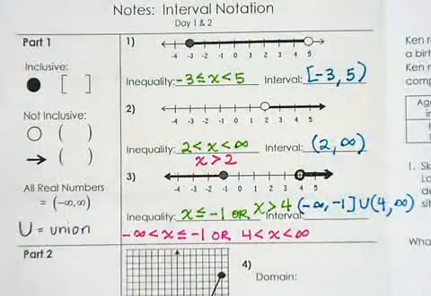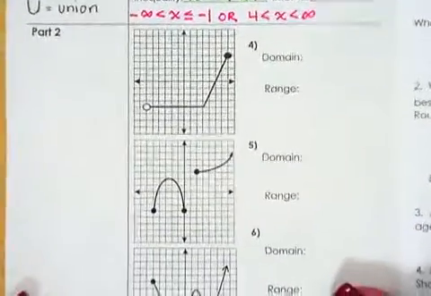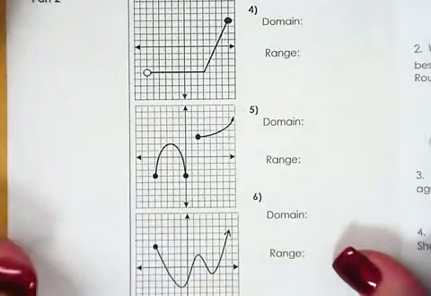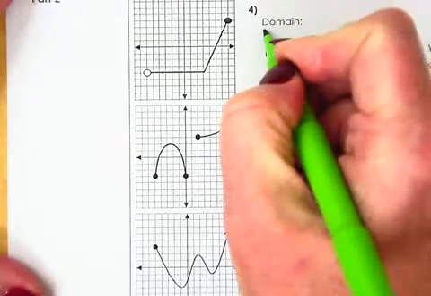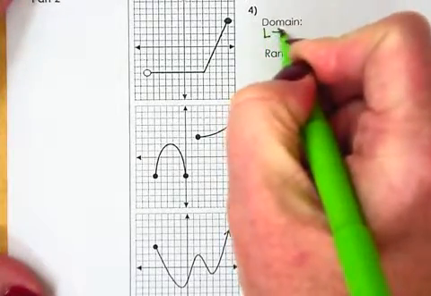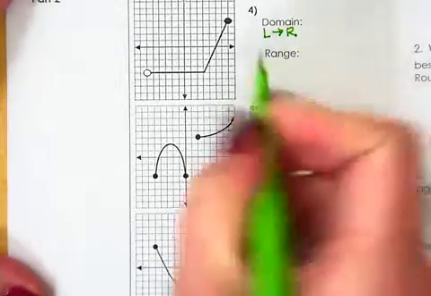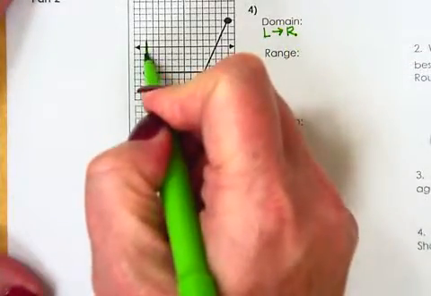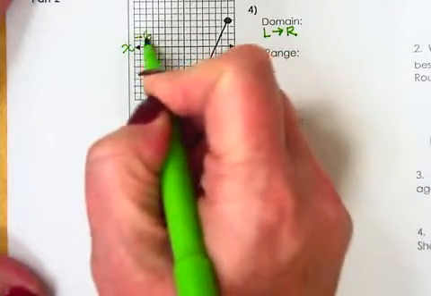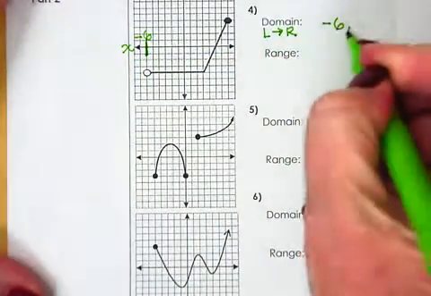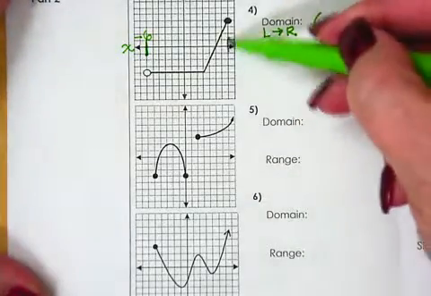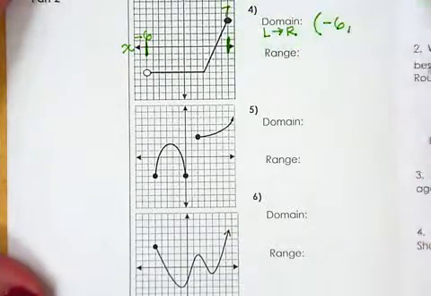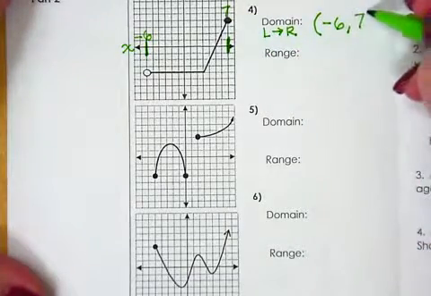So let's extend that out to graphs that have both x and y. In example number 4, we have domain. Remember, domain is always going to go from left to right. So the leftmost point here on the x-axis is -6. And because it's an open circle, it's going to get a parenthesis. And then it goes all the way to the other end of x, which is +7. But because that's a closed circle, it gets a bracket.